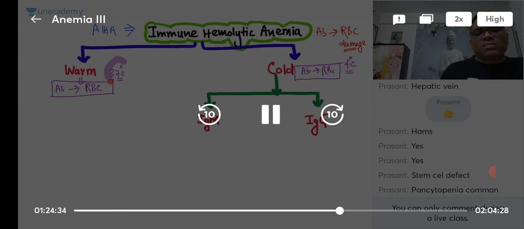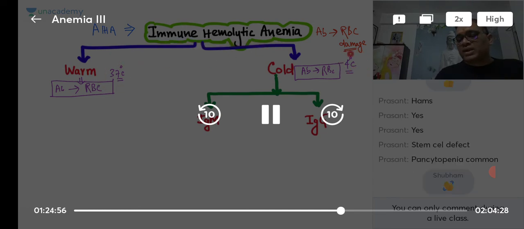So now understood: warm, cold. That is why the names are warm type of autoimmune hemolytic anemia and cold type of autoimmune hemolytic anemia. And remember, this warm type and cold type is the lab finding. Because 37 degrees Celsius is okay, but 4 degrees Celsius you will not find in our human body. So whenever you are suspecting immune hemolytic anemia, you take the blood sample and incubate it at 37 degrees and 4 degrees both. When you observe hemolysis at 37, it's the warm type. Hemolysis at 4, it's the cold type.